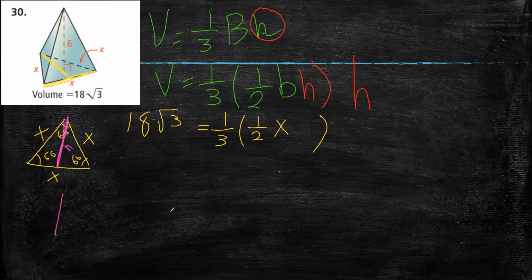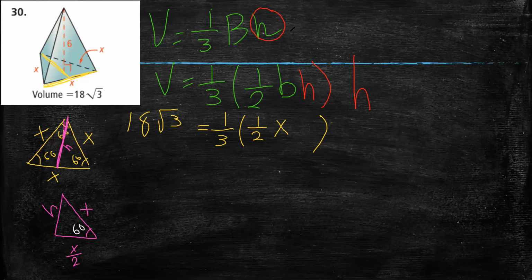Now look at this right triangle. Here we have x. And down, since the height is like a bisector, it cuts the base into 2 equal halves, so it is x over 2. And here is x, and here is h, and here is 60, and the other one is 30.